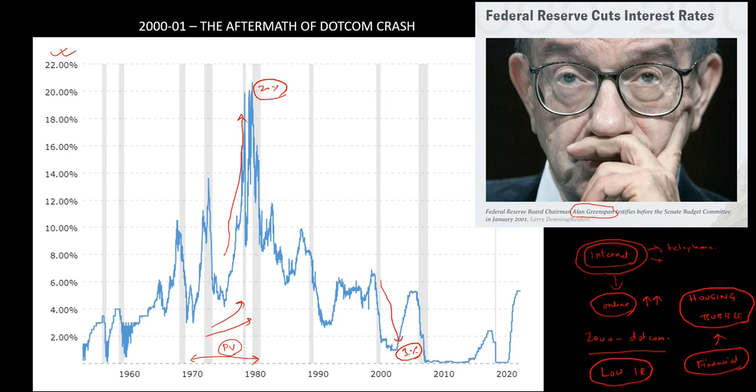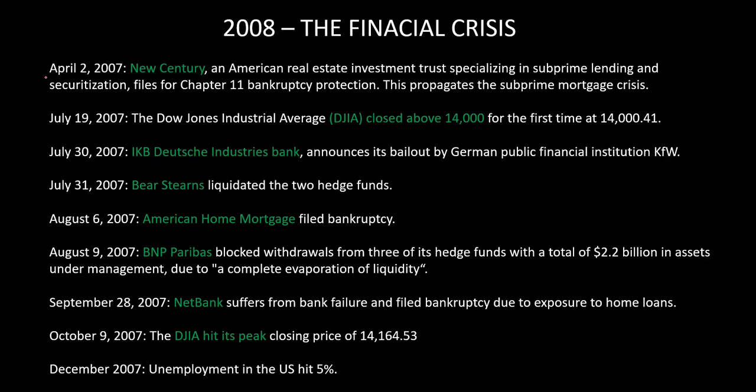So let us have a look at the series of events which unfolded during the 2008 financial crisis. April 2nd, 2007. New Century, an American real estate investment trust specializing in subprime lending and securitization, files for Chapter 11 bankruptcy protection. This propagates the subprime mortgage crisis.